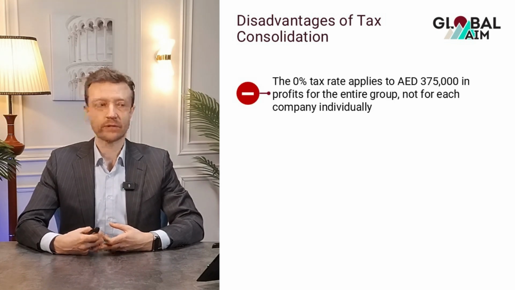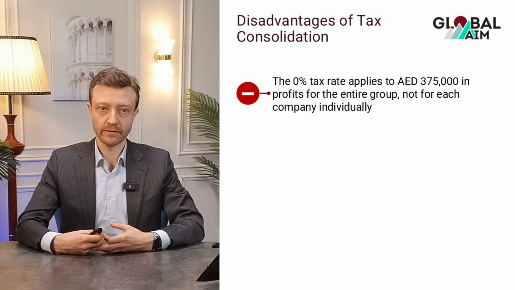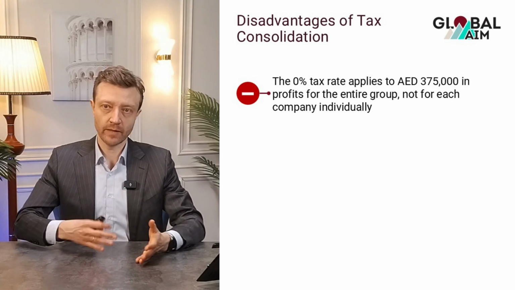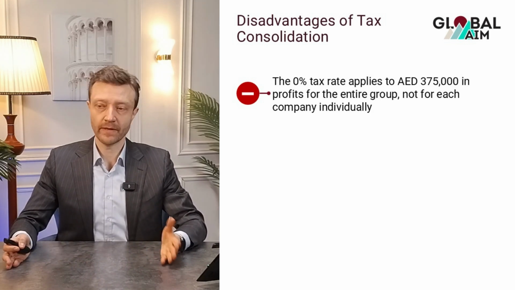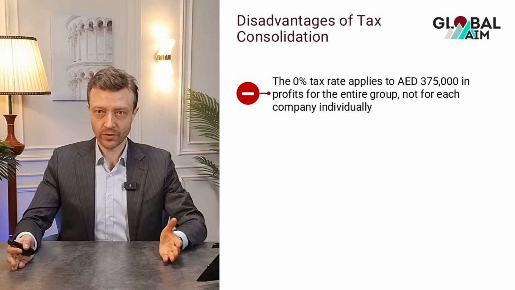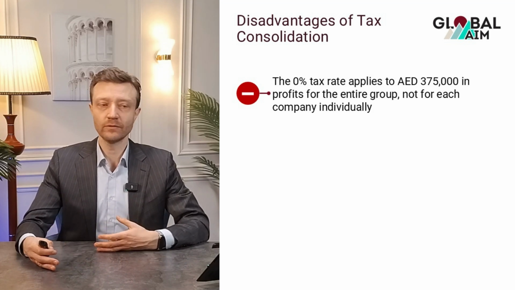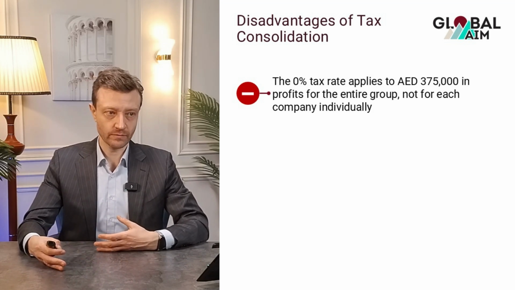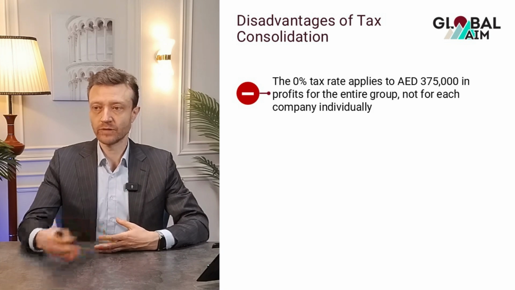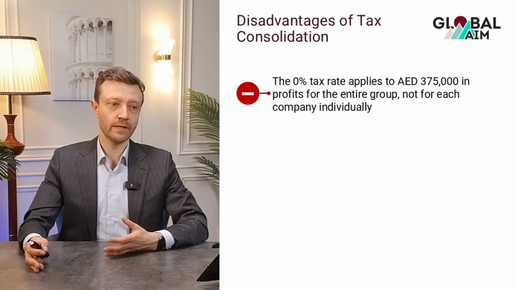First of all, there is a threshold of 375 dirhams to which the 0% rate applies. Before the consolidation, each company applied this threshold individually, and as many companies as you have, each of them can enjoy the benefits of having the first amount of profits of 375 dirhams not being taxed, not being subject to corporate income tax in the United Arab Emirates.